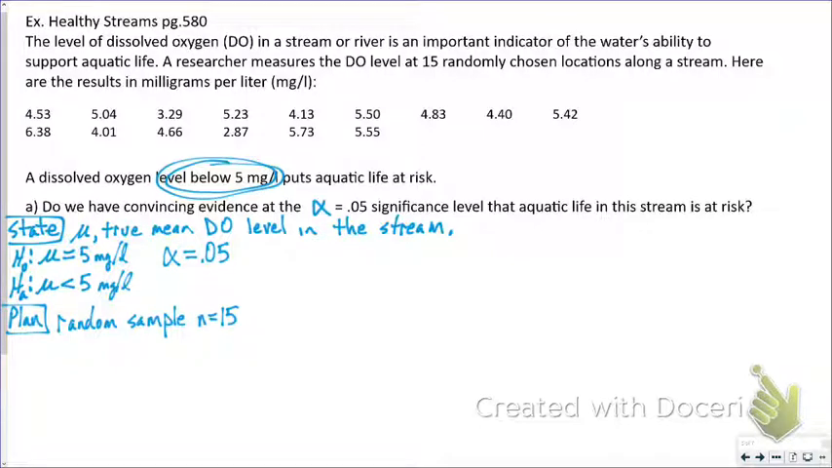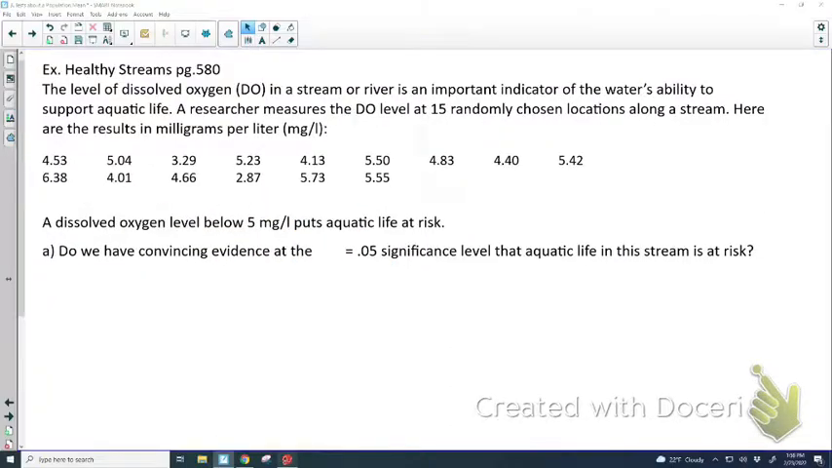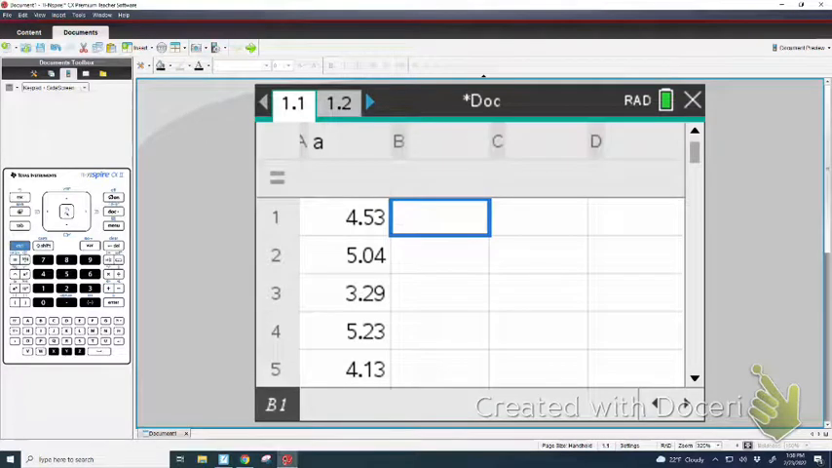The sample size isn't bigger than 30, but they gave us the data. This is actually very typical. They give us the data, so you want to go to your calculator and type it all into a spreadsheet. So maybe hit pause and do that. Grab a calculator, type it all into a list here. I named my list A.